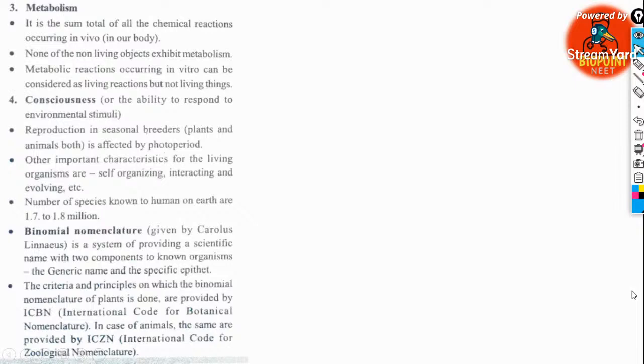Moving on to the next topic of metabolism. What is metabolism? This is a term for the sum total of all the biochemical reactions occurring in our body. Occurring in vivo. In vivo means what? Occurring in our body. No non-living object exhibits metabolism. Metabolic reactions occurring in vitro are considered as living reactions but not living things. And what you have to remember is that this metabolism is considered as a defining property of living organisms.